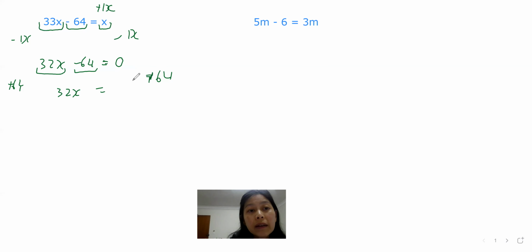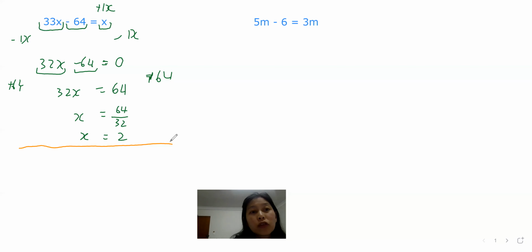So I think the next step will be pretty obvious. You divide 64 by 32. Sometimes it's not divisible, just leave it like that, but if we can, we do it. By doing so, we figure x equals 2. Okay, got it? Now, I would like to show another approach.